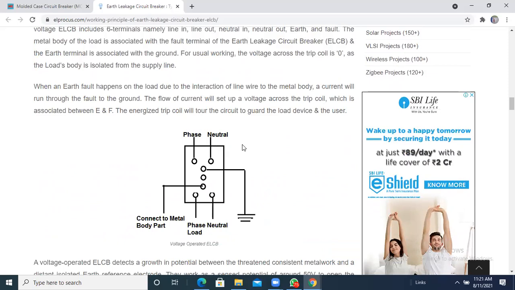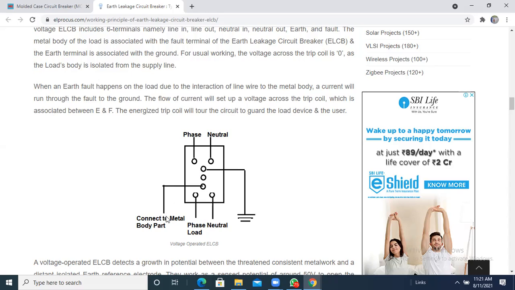See the diagram. Already I have explained. Two in-phase terminals, two out-phase terminals. Out-phase terminals are connected to load. In-phase terminals are connected to the supply: phase in, neutral in; phase out, neutral out. This earth terminal is connected to the ground, and the fault terminal is connected to the metallic body part.